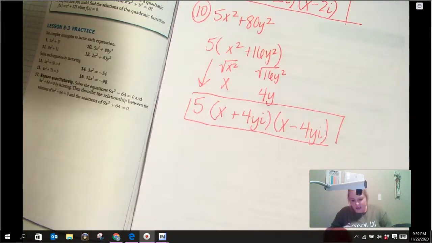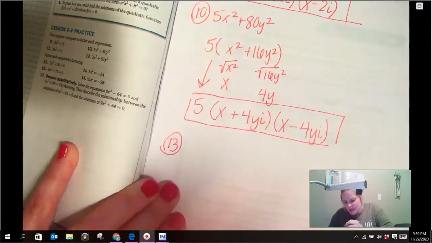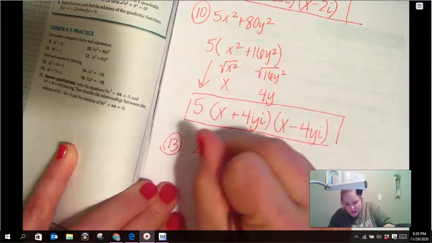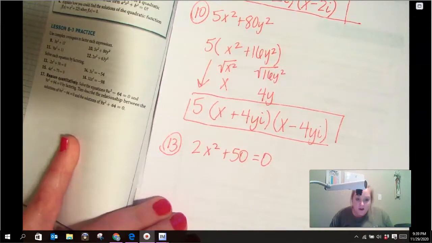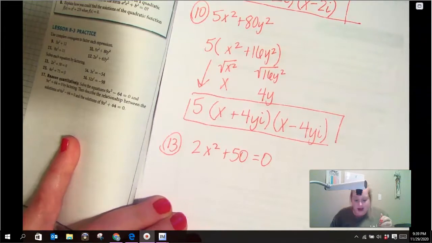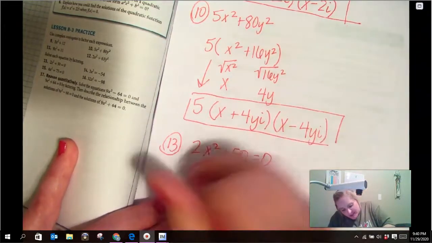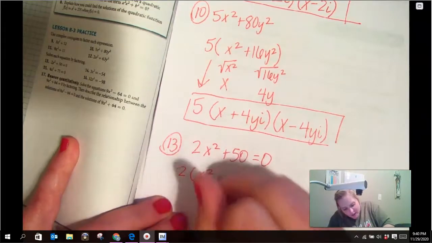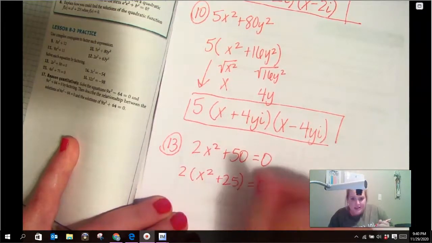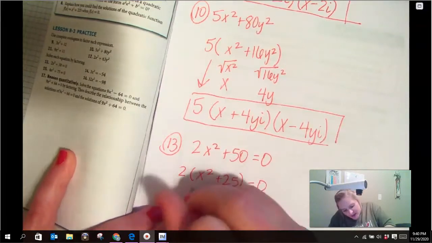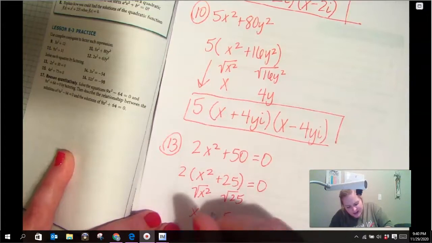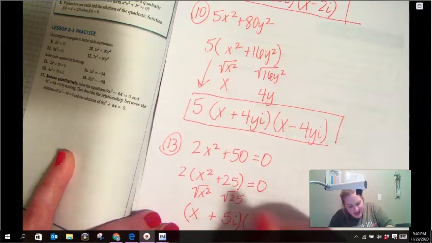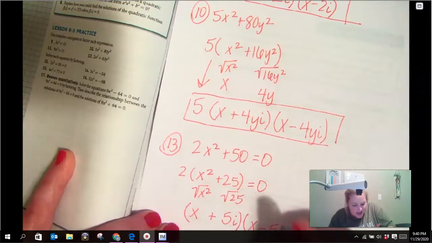Okay. Then I told you guys to do what numbers? I think 13 and 14. Okay. So 13 was 2x squared plus 50 equals 0. So you could have done this 2 ways. The first thing that I'm going to do is, I guess I'll do the factoring, kind of like what we did above. So I'm going to take that 2 out. That's going to give me x squared plus 25 equals 0. So then the square root of x squared is x. The square root of 25 is 5. I'm going to have x plus 5i, x minus 5i equals 0.